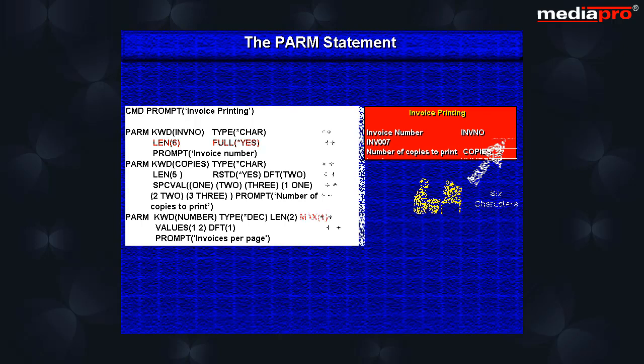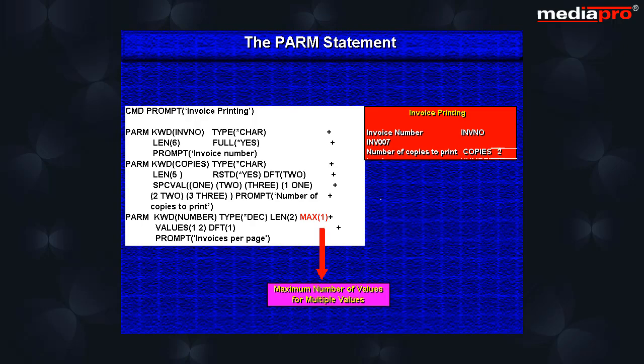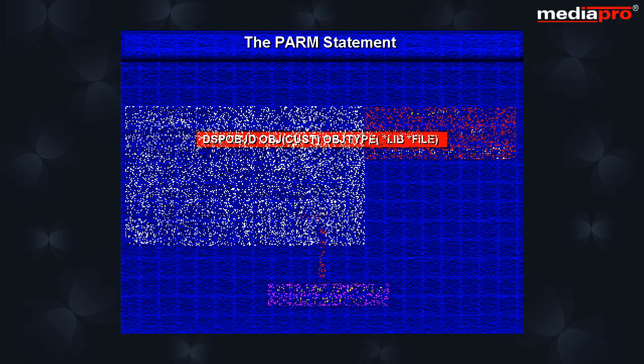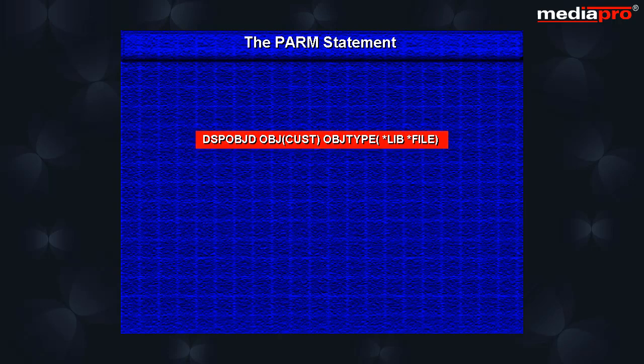The maximum parameter is used to define the number of values that can be specified for a parameter that can take on multiple values. For example, on the display object description command, the type parameter can take on multiple values.